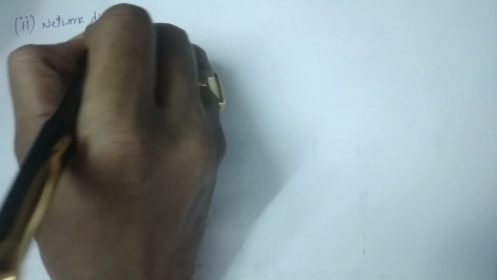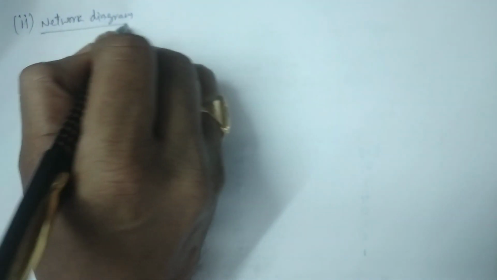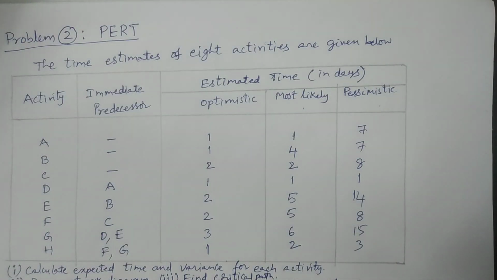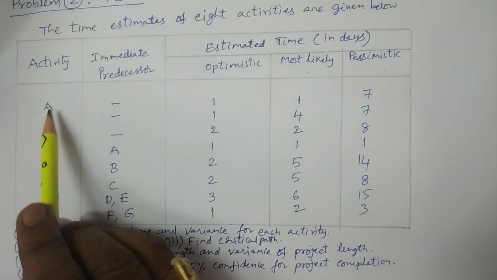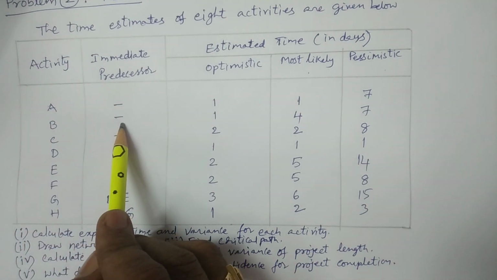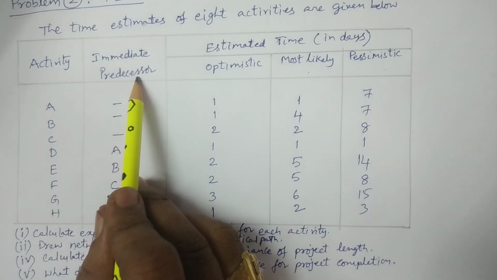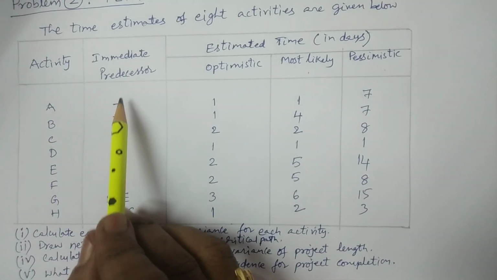Now if we consider question number 2, the network diagram is going to be drawn, right? While considering the activities, for A, B, C there are no predecessor activities. You observe here, this is what the data says. Before A, there is no activity. Before B, there is no activity. Before C, there is no activity. Immediate predecessor means before this there are no activities.